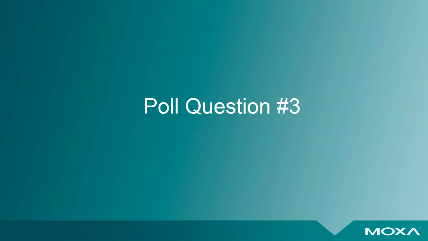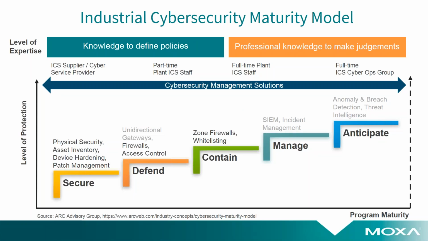So that's going to take us to this maturity model developed by the ARC Advisory Group that really talks about where do people start, what are the steps that they take on their journey towards securing their industrial control systems. And at the top, it really maps to what type of staff you really need to effectively deploy and manage and maintain these systems.